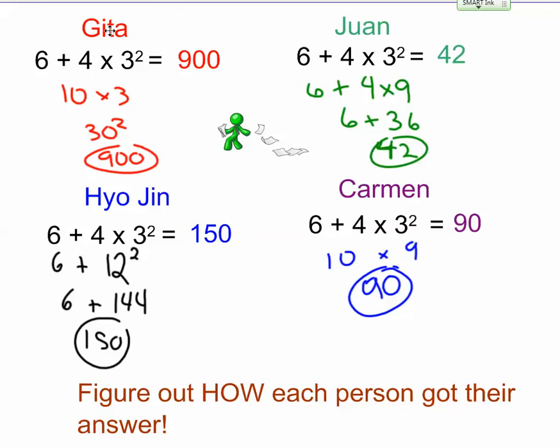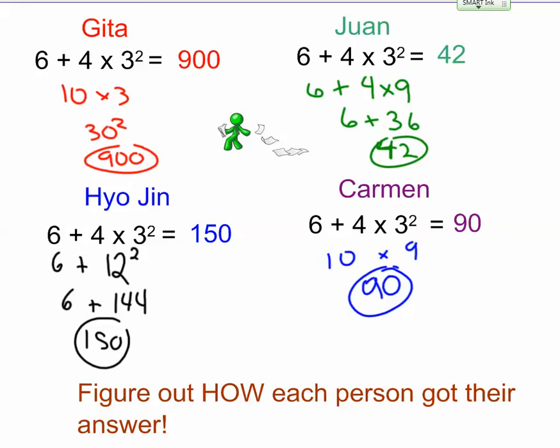So we had 4 different people, Gita, Juan, Hyojin, and Carmen, who all had the same problem, but they got 4 different answers. So what your groups had to do, each group was given a person, and you had to figure out how each person got their answer. And the point of this is to see that if you don't know order of operations, you can get as big an answer here as 900 and as small as 42.